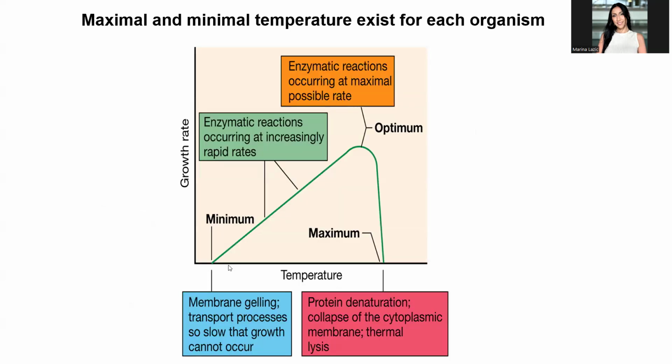Again, just a graphical representation of what I was talking about. You have some optimum temperature when enzymatic reactions are occurring at the maximum possible rate. That's the orange box. When the temperature is below that optimal temperature, reactions are slowing down. So you have a minimum and a maximum, and that optimum has some plus or minus, like a standard deviation. Beneath that minimum, membranes become gelled and transport processes slow down until they completely stop. If you go above that maximum temperature, proteins will denature and the cell will not survive.